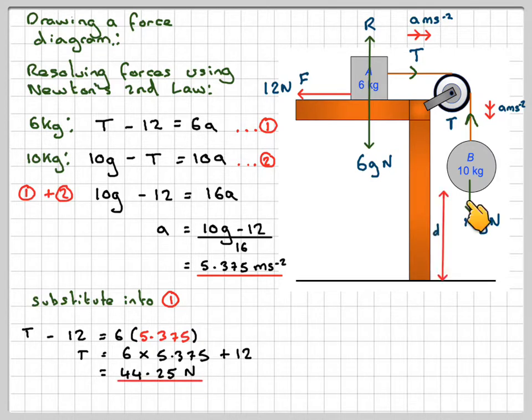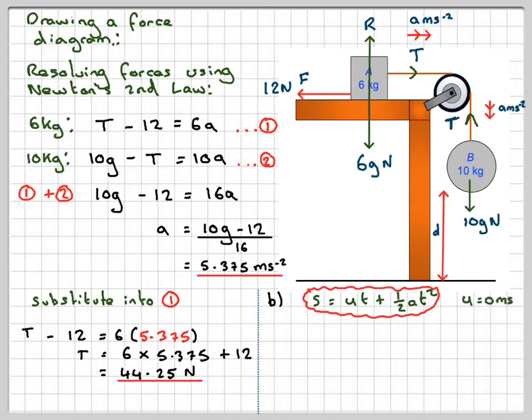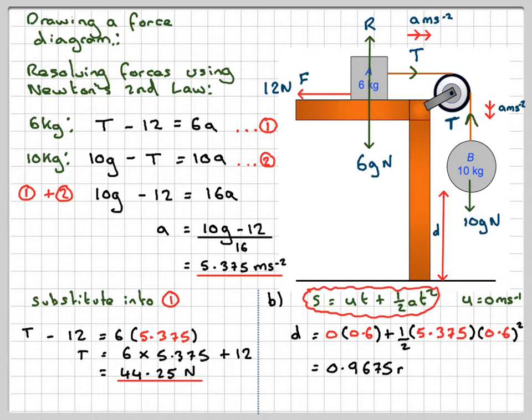The particle B will then fall. It takes 0.6 seconds to fall. The initial velocity when it's released will be 0, so u will be equal to 0. So substituting my value of a into here, we're going to get 0 times the time, which is 0.6, plus a half, times 5.375 times the time, which is 0.6 squared. The 0.6 came from the question. That gives me 0.967 meters, and this one we can round off because we're not going to use it again, to be 0.968 meters to 3 significant figures.